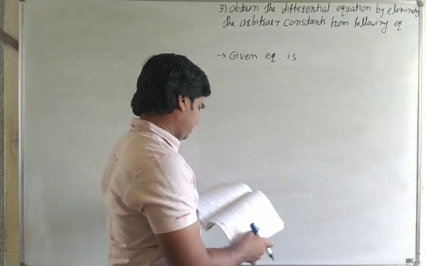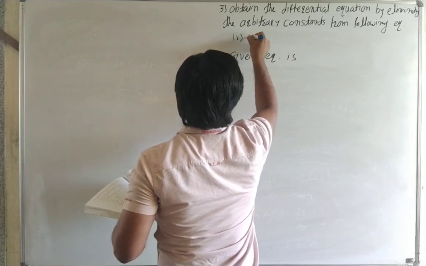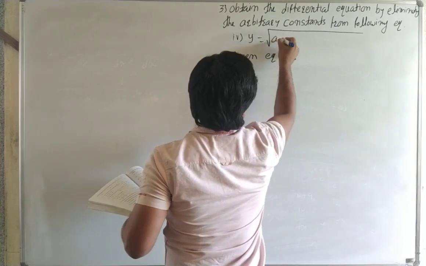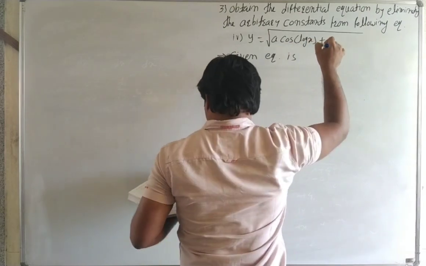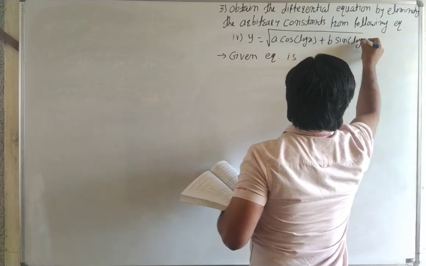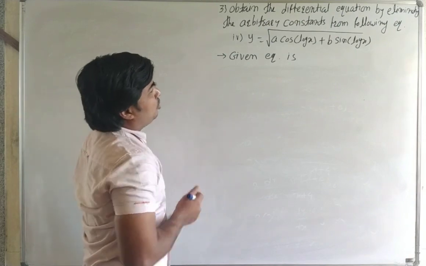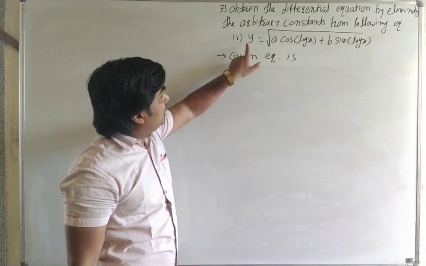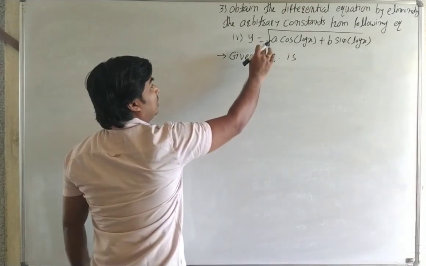Now the next, example number 4. y is equal to under root of (a into cos of log x plus b into sin of log x). Such type of example we have already learned in our exercise 2, but there it was given y is equal to, without the under root, a cos log x plus b sin of log x. Okay, but here it is under root.